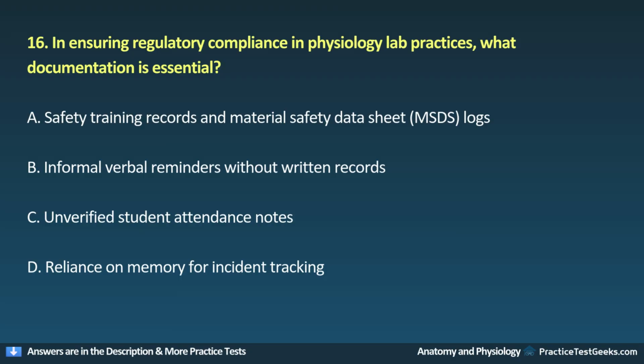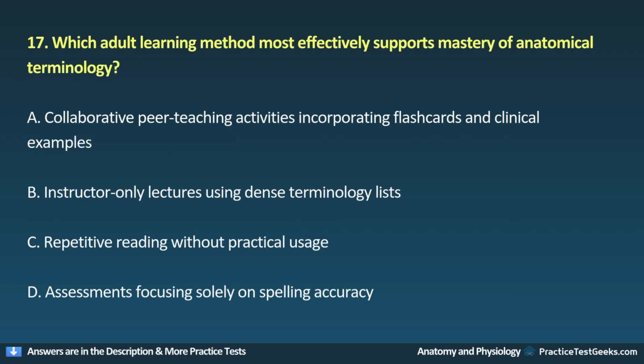16. In ensuring regulatory compliance in physiology lab practices, what documentation is essential? A. Safety training records and material safety data sheet, MSDS logs. B. Informal verbal reminders without written records. C. Unverified student attendance notes. D. Reliance on memory for incident tracking.